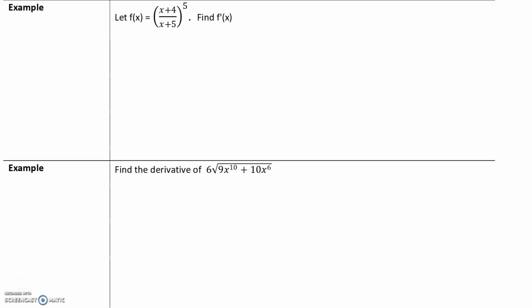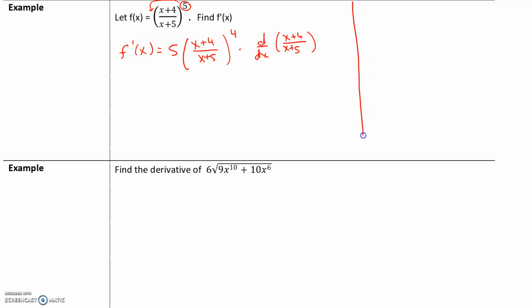Let's continue with section 1.7 with the next example. We have f of x equals (x plus 4 over x plus 5) to the fifth, and we want to find f prime of x. To get f prime of x, we take the exponent, move it to the front, so we get 5 times (x plus 4 over x plus 5) to the fourth power, but because the parentheses contains the variable x, we're going to multiply by the derivative of x plus 4 over x plus 5.